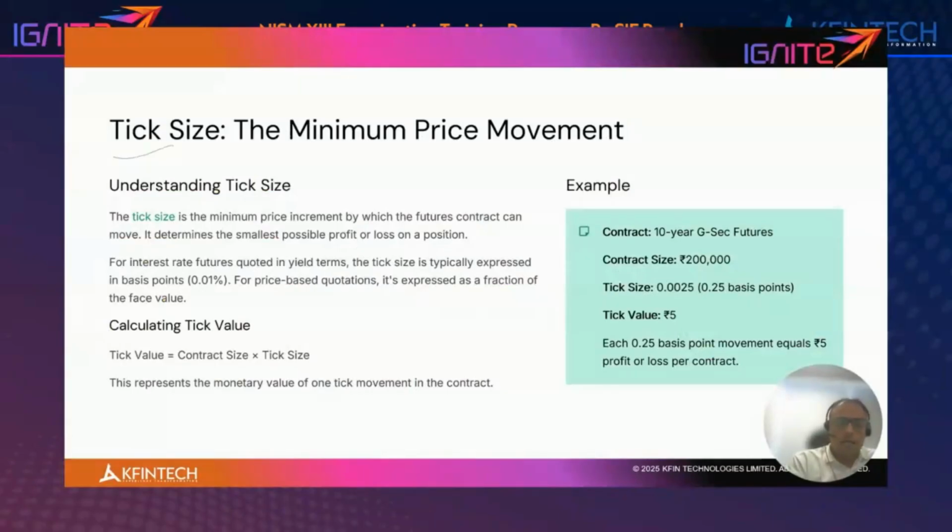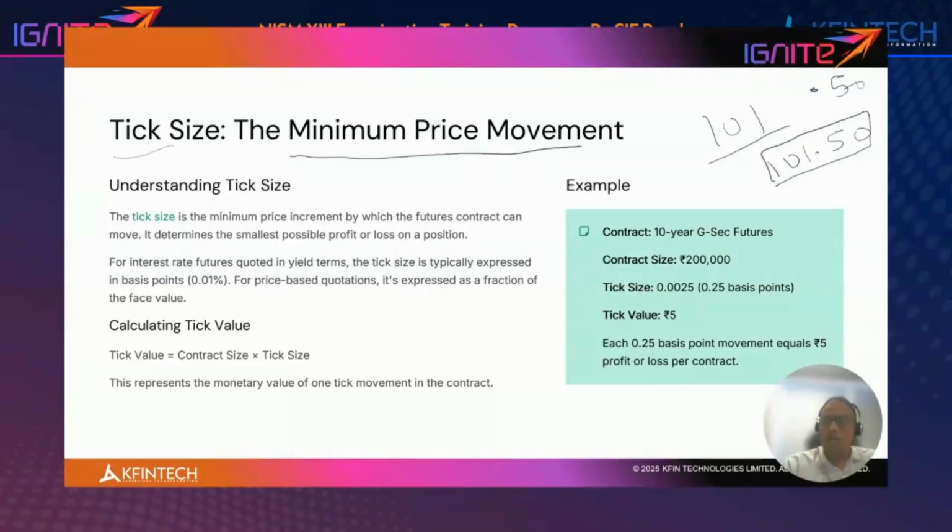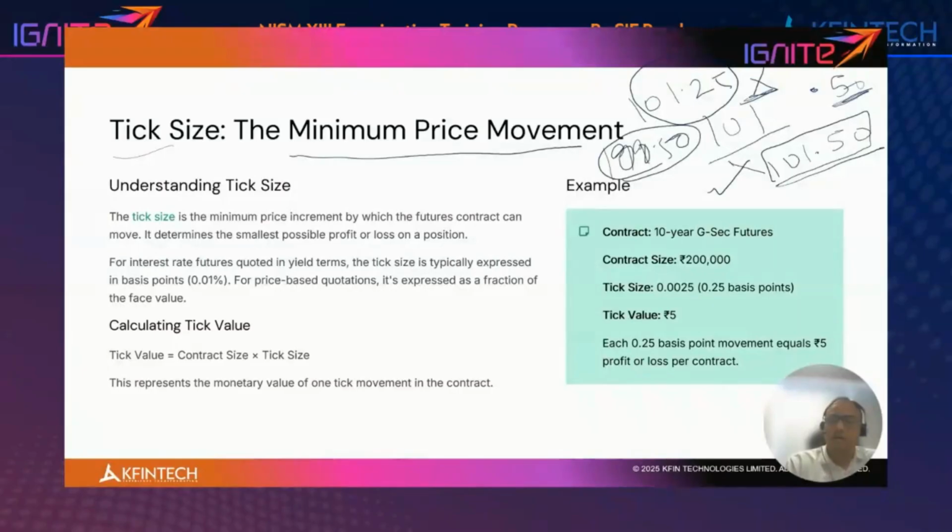The tick size is the minimum price movement. As I explained earlier, suppose the price is at 101 and the minimum tick size is 0.50. The next trading can happen only at this. So there cannot be any order placed at 101.25. Such an order will be declined because the tick size is minimum 0.50. So the next order will be taken at 101.50 on the higher side, or at 99.50 on the lower side.